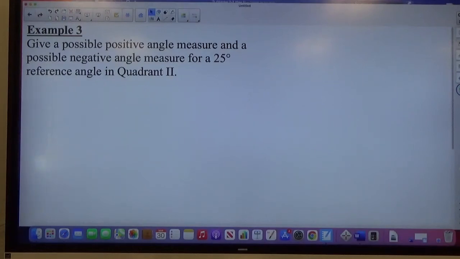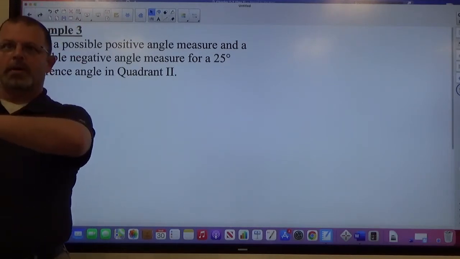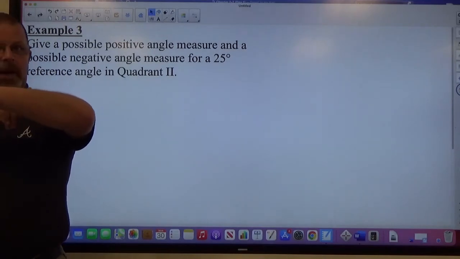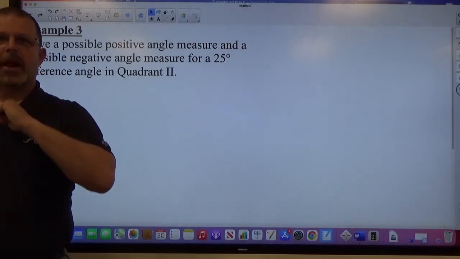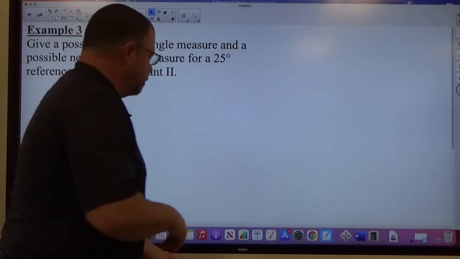Okay, example 3 says give a possible positive angle measure and a possible negative angle measure for a 25-degree angle in quadrant 2. Okay, so they want the theta value, but they want a positive angle, which means we're measuring counterclockwise to that angle. They want a negative, which means we're going clockwise to that angle. All right, so we'll do the positive first.